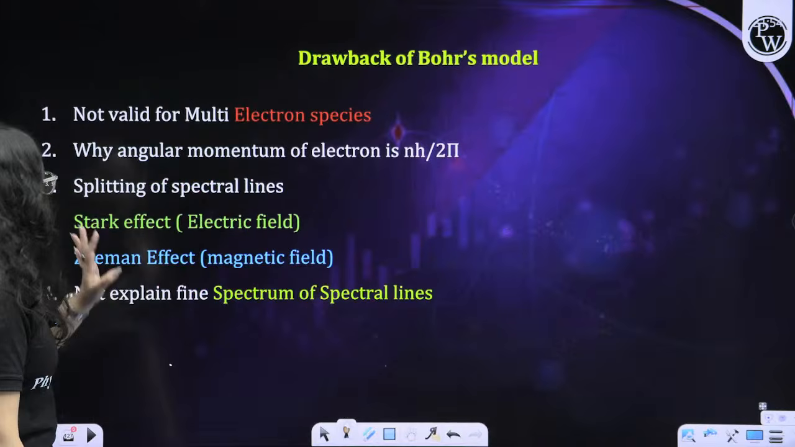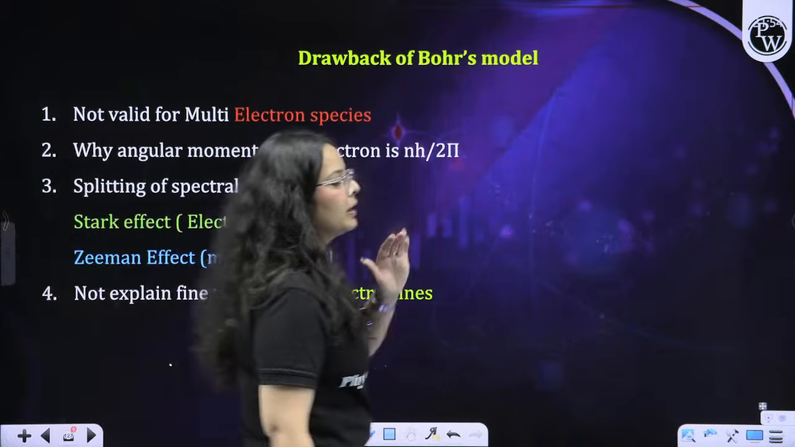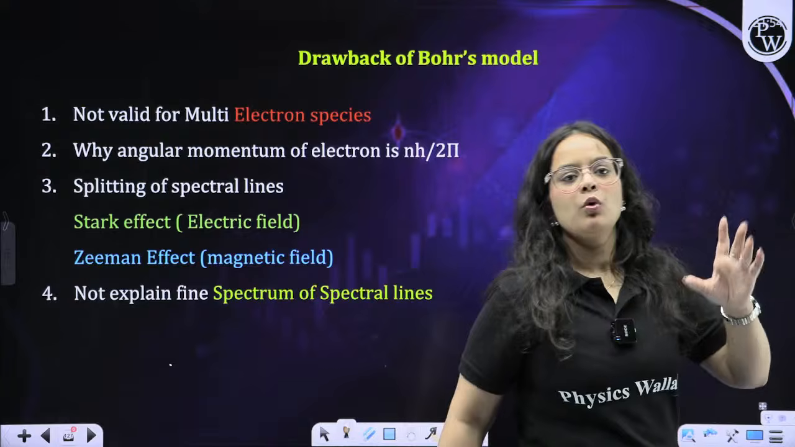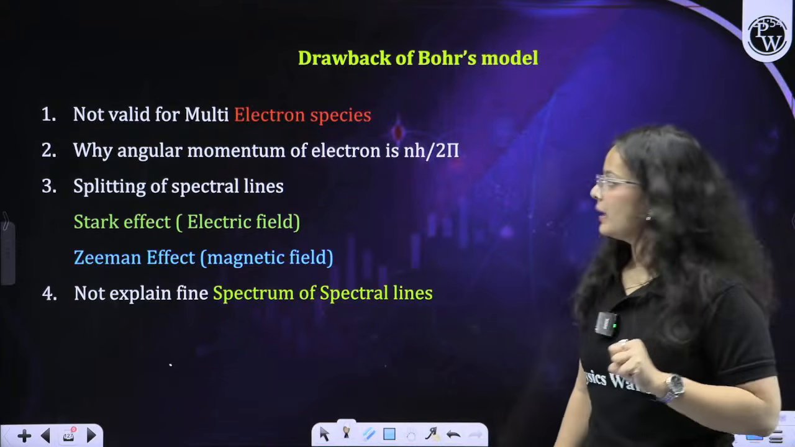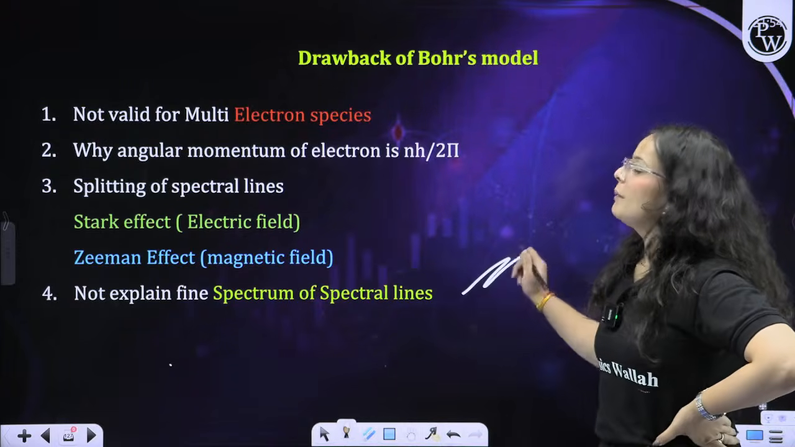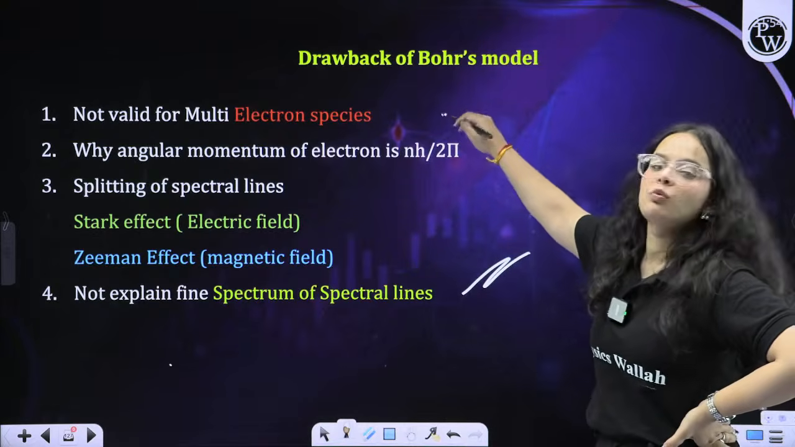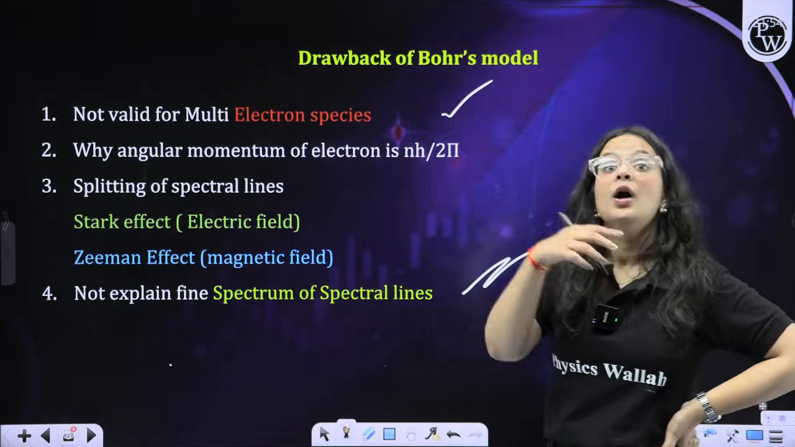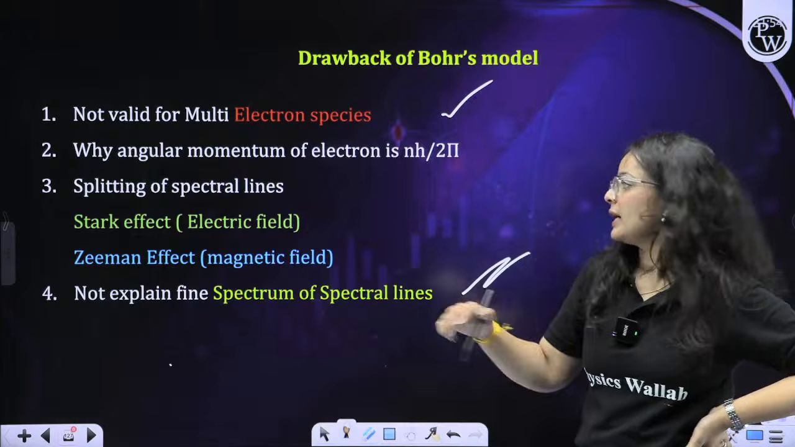Now we'll cover the drawbacks and wrap up the topic at this portion only. The quantum portion will be covered in the next class. We will cover this till the drawbacks of the Bohr model. So the first drawback was that it was applicable for a single electron only. For multi-electronic species it was not at all applicable.